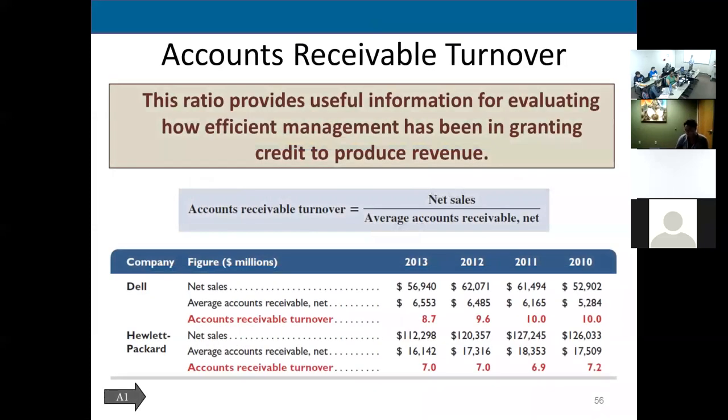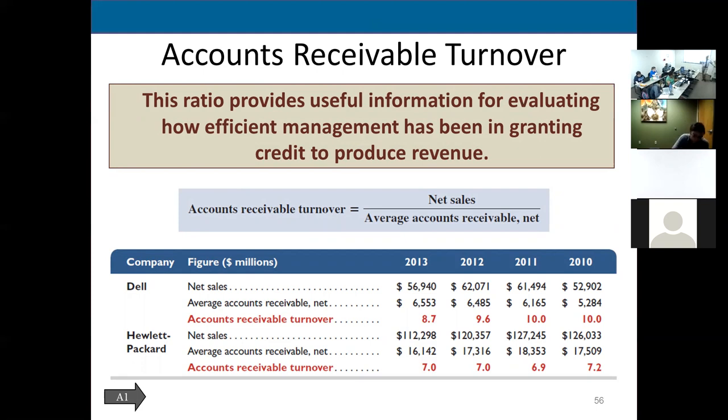One ratio, the accounts receivable turnover. This ratio provides useful information for evaluating how efficient management has been in granting credit to produce revenue. Back in the prior example, we said everyone wants to get paid. We talked about the use of capital and not being able to collect, and how that becomes a really watched process. Here's a ratio to calculate and give us a basis for determining how efficient we are in collecting: taking net sales and dividing it by your average accounts receivable, net.